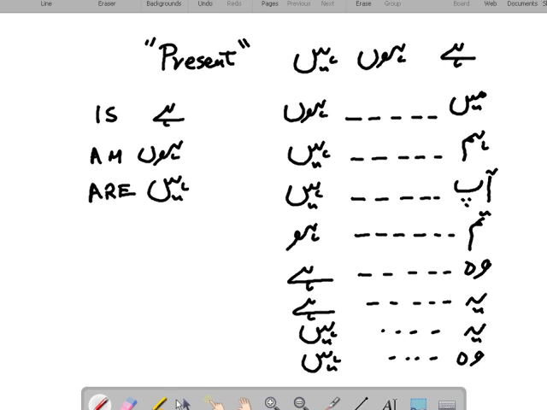मैं हूँ, हम हैं, आप हैं, तुम हो, वो है, ये है, ये हैं, वो हैं. मैं हूँ, I am. हम हैं, we are. आप हैं और तुम हो, you are. वो है, he is or she is. ये है, this is. ये हैं, these are. वो हैं, they are or those are.